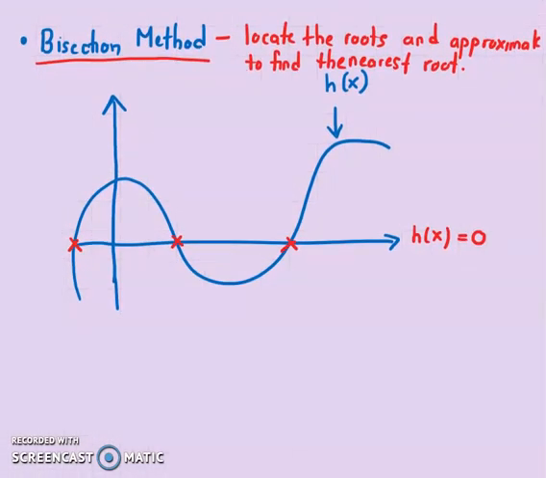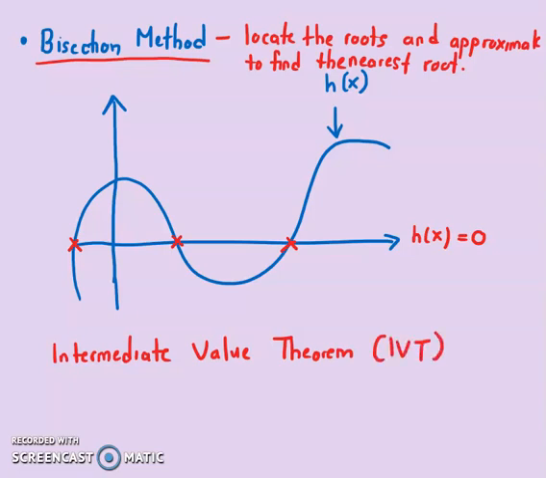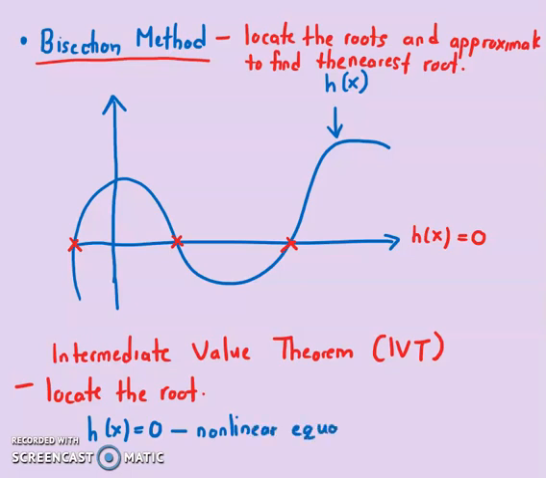Now to locate the roots, you need the intermediate value theorem. This theorem, I will call it IVT. The only purpose of this theorem is to locate the root. So let me just briefly tell you what this theorem does. Let's say, in this case I would really like to use h(x), let's say my h(x) equals 0. This equation equals 0, and it must be nonlinear. I'm particularly looking at nonlinear equations.